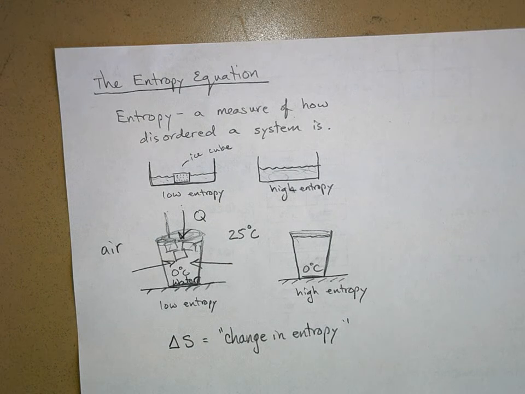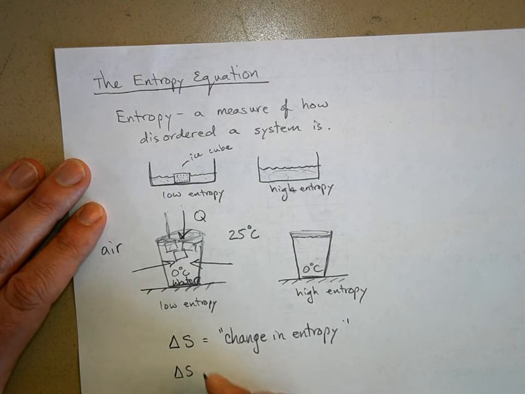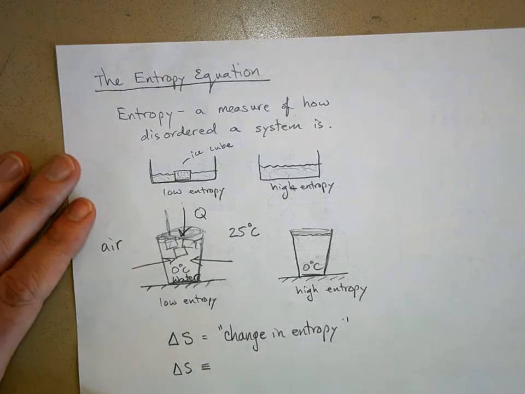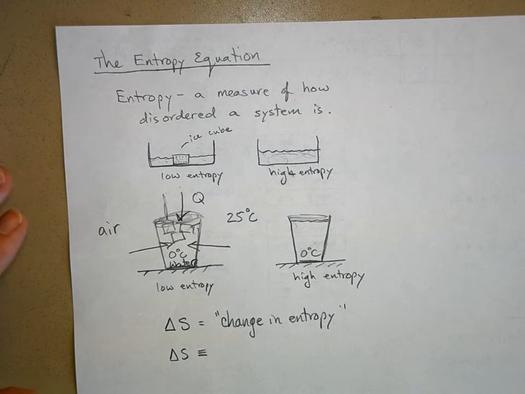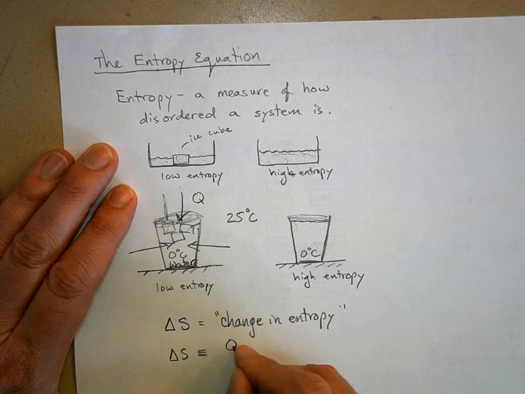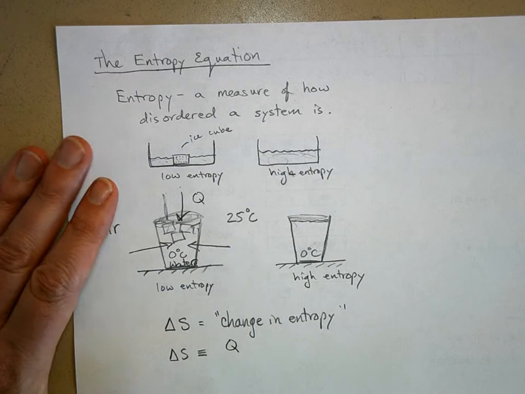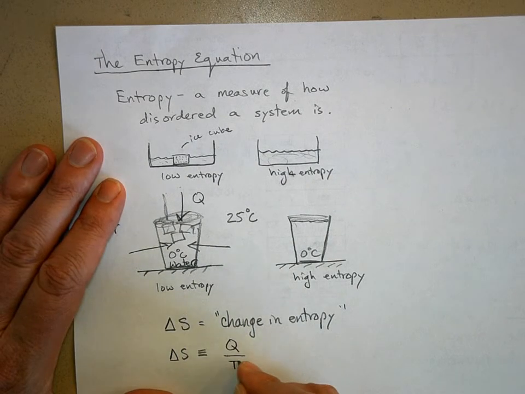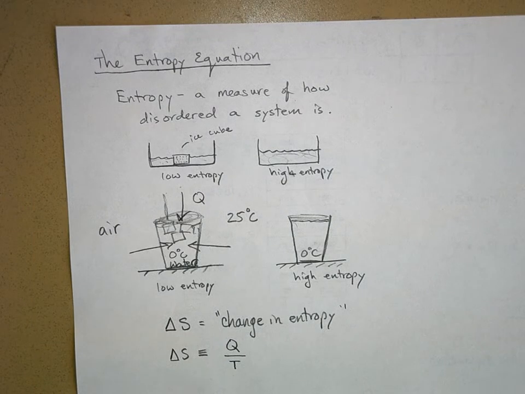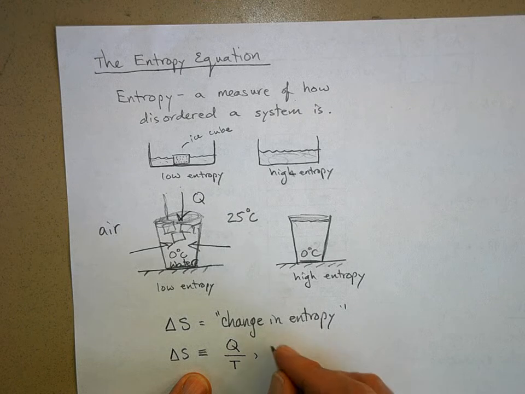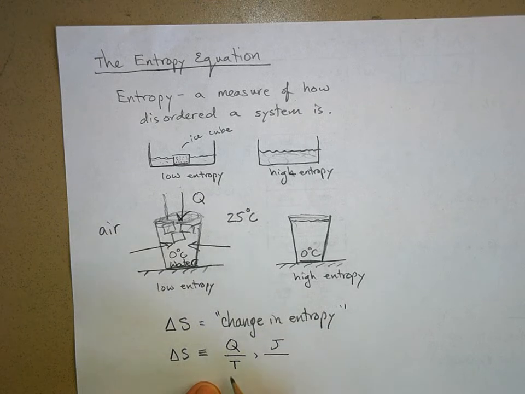Now, delta S, by definition, this defines a change in entropy, is this. Everybody pay attention. This is your one shot at it. It's the heat that's transferred divided by the temperature at which that heat either leaves or enters the system. It's the heat divided. So what are the units here? Joules per. Now what's temperature measured in?